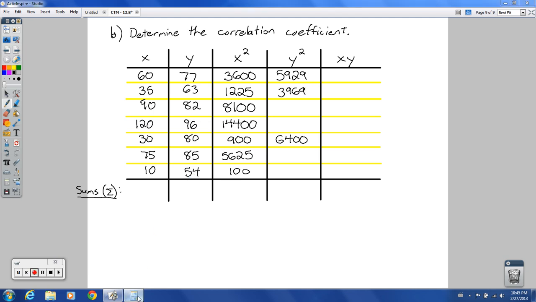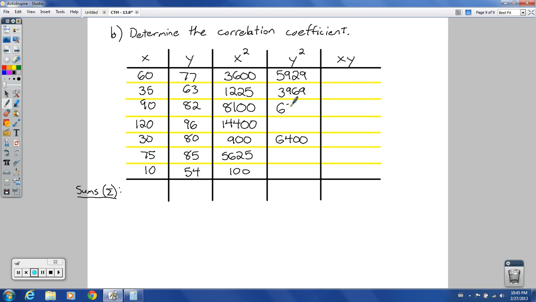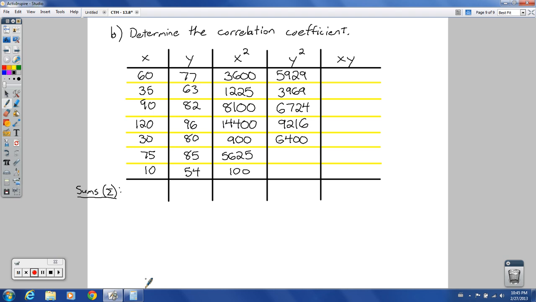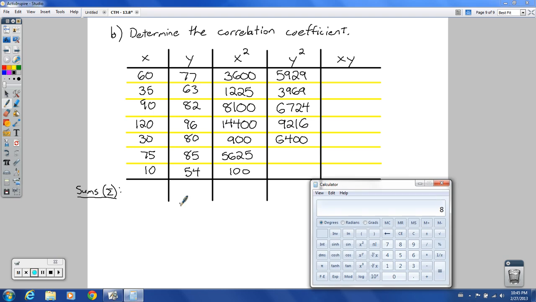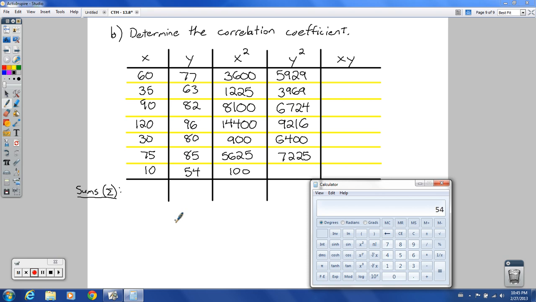And so you don't have to do this on a calculator yourself, but you're seeing what it takes to do this. As I go through this, 82 times 82, you're going to have to do this with each individual data value. I need to see this kind of work. 96 times 96 is 9216. So you'll notice this is not difficult to do. It's just kind of tedious. But 7225 for 85 squared, and then 54 squared is going to be 2916.